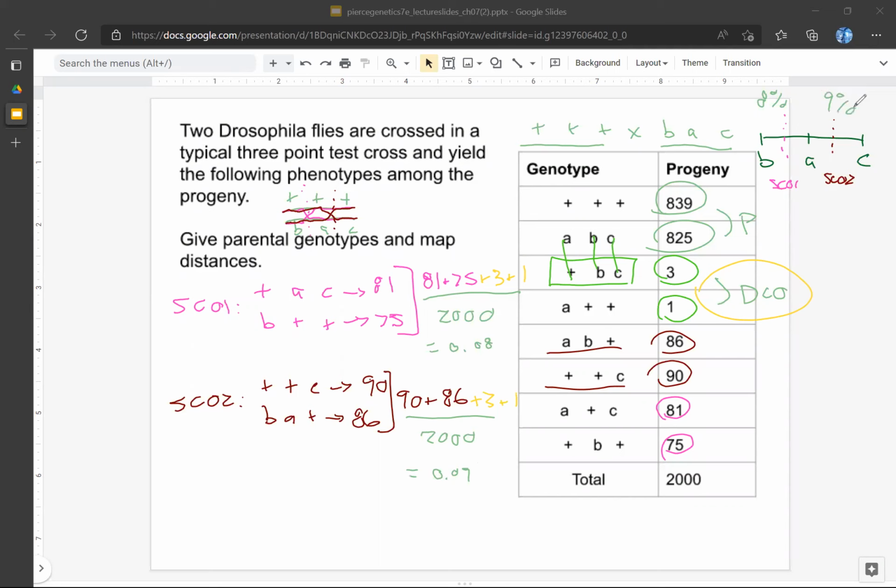See how easy that was? We just needed to lay down the foundation, and we have our answer right here. We have the order, the distances between each of the genes. We are doing fine.